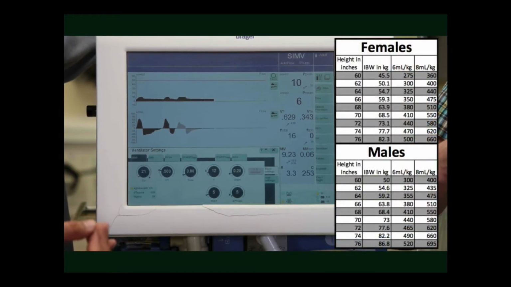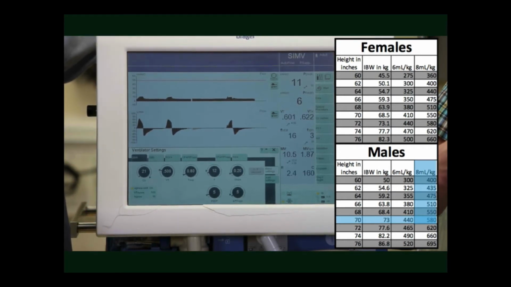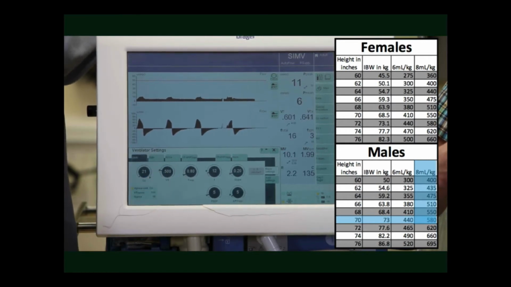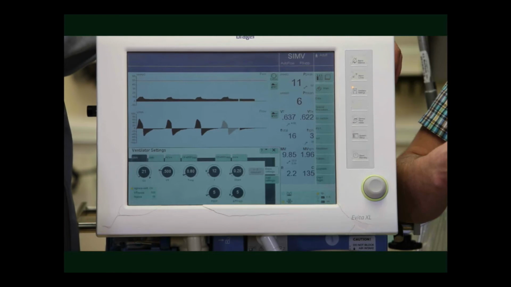Again, we've measured Dr. Atherton. He is 70 inches tall. So when we put that into our table, that means his max tidal volume is 580 mLs. That would be a tidal volume of 8 mLs per kg. Again, that's a hard cap. That's not our target. So we want to make sure we go below that. So we'll set our tidal volume to 500 to make sure we're below that max tidal volume.